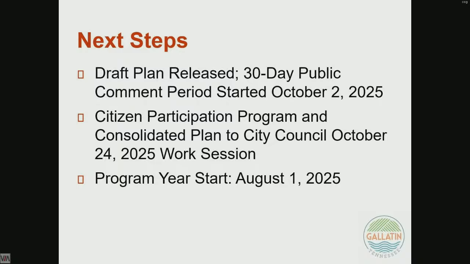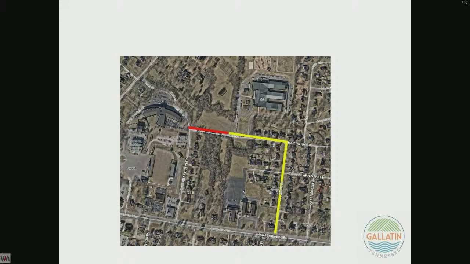I just missed what the plan is going to be. That it's going to be sidewalks. Yeah, sidewalks.